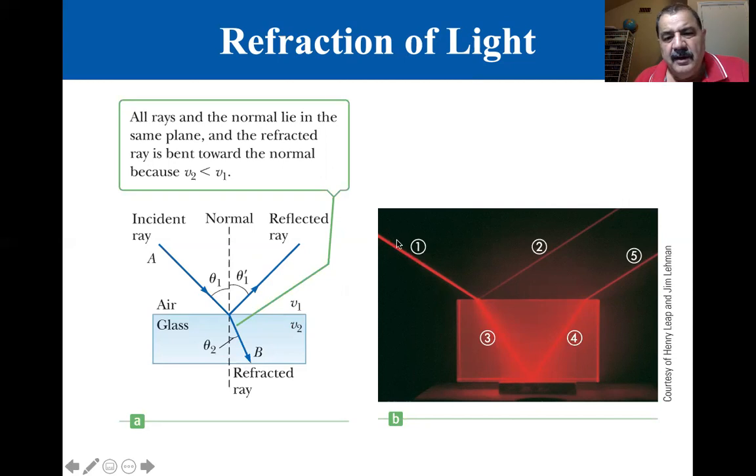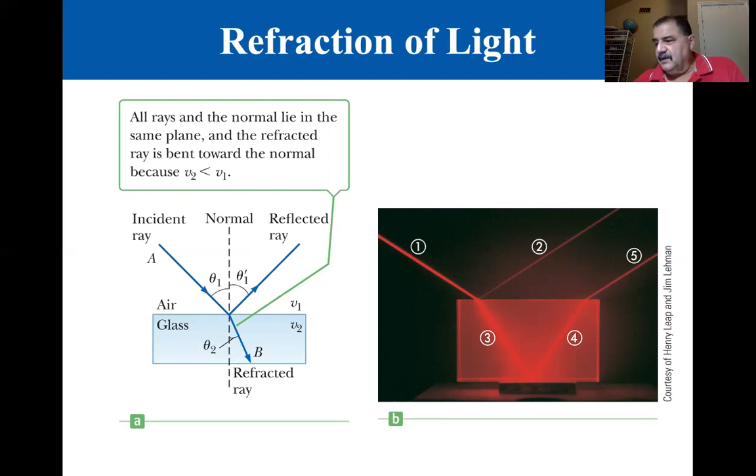And they show it here. One is the incident ray. Two is the reflected ray. Three is the refracted ray. And then four is the reflection off of this bottom surface. And then five is the refracted ray as it goes from glass back to air. And it looks like the angle here is the same as the angle there. You can see these look parallel. So all rays and the normal lie in the same plane, and the refracted ray is bent toward the normal because V2 is less than V1.